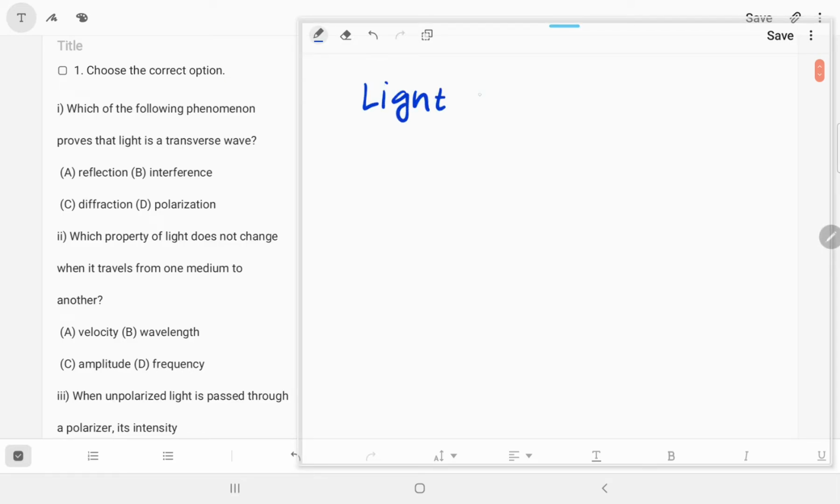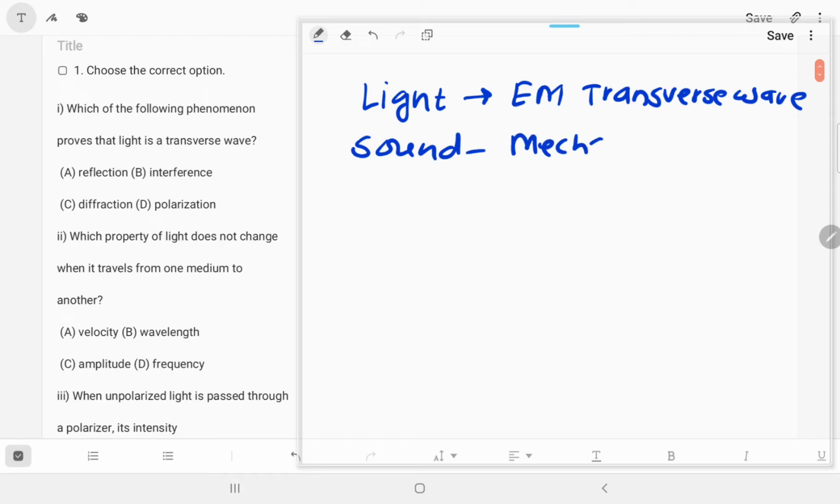First one is, which of the following phenomena proves that light is a transverse wave? See, light is an electromagnetic transverse wave and sound is basically a mechanical longitudinal wave. About this we learn in the 11th standard. Here, electromagnetic wave: what is basically an electromagnetic wave? The wave which does not require any material medium. But in case of sound, the medium is required for the propagation of the sound.